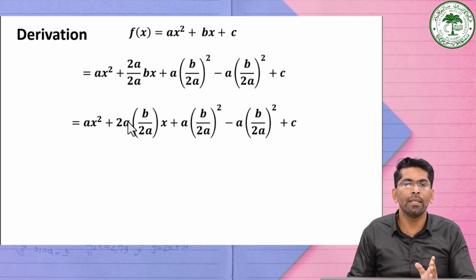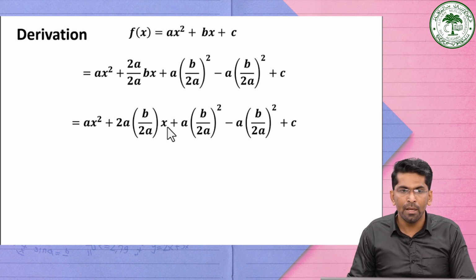So here, we are putting 2a outside the bracket, and putting the b term inside the bracket. So it will become b by 2a. The denominator is the same, 2a. The numerator 2a is taken outside. Then what is remaining? The variable x is remaining. So it is ax square plus 2a into b by 2a x. We have just rearranged the terms. Then what is remaining here? It is plus a into b by 2a whole square, minus a into b by 2a whole square, plus c.